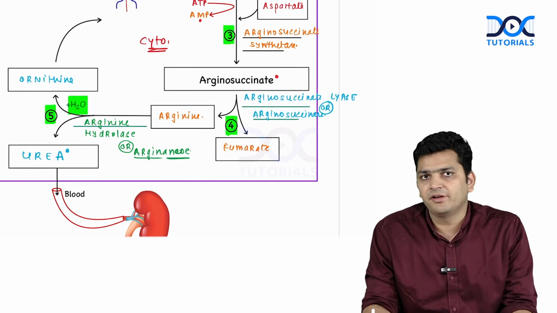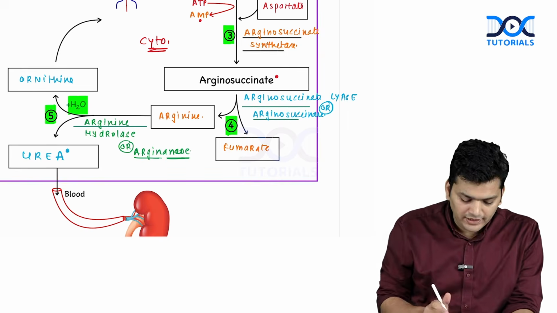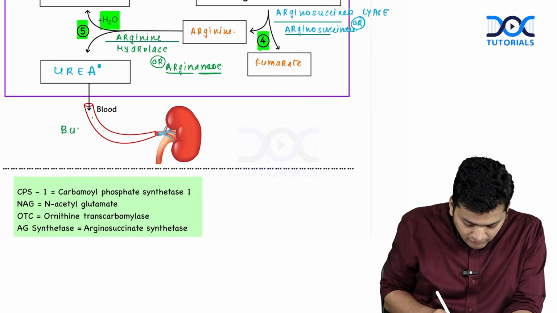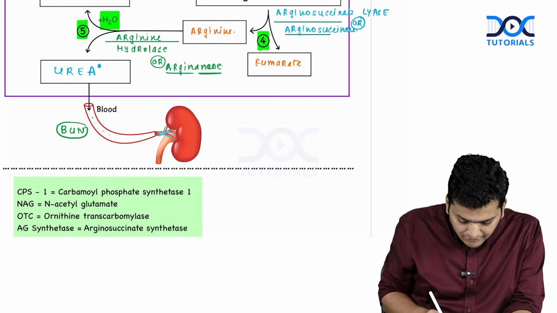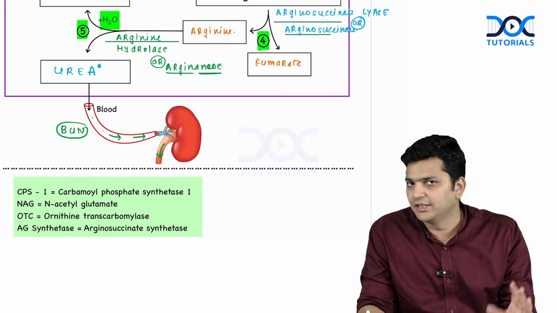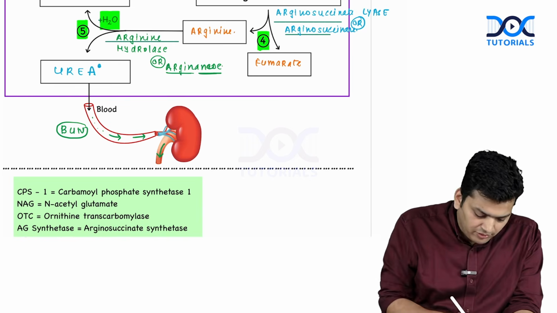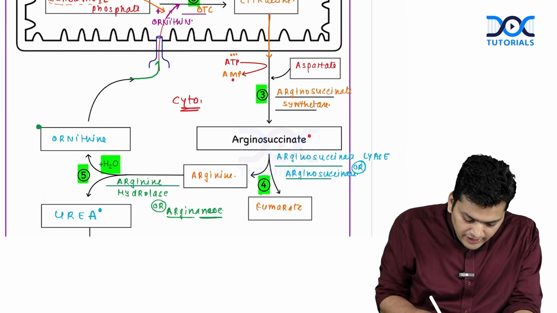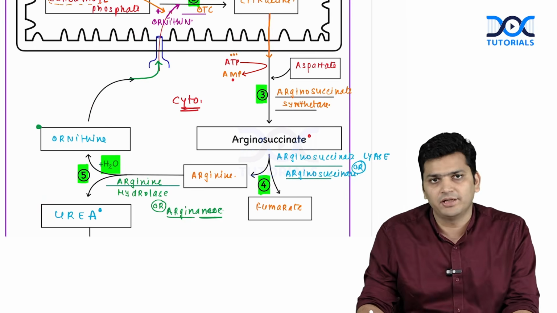And we have got our dream molecule, that is urea. This urea can easily come in the blood, and when the urea comes in the blood, this is called what? Blood urea nitrogen, BUN. And this BUN will go all the way to the kidney and will be thrown out in the urine. But what is going to happen with this ornithine molecule? This ornithine will be reutilized. It will go inside the mitochondria and it will be reutilized.